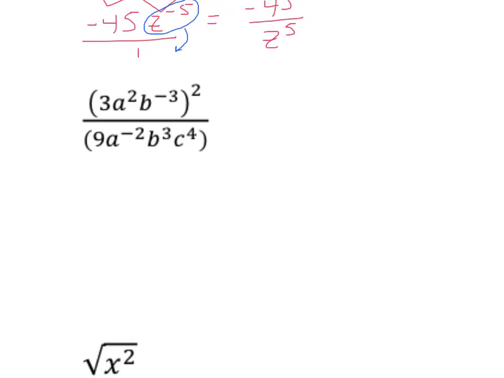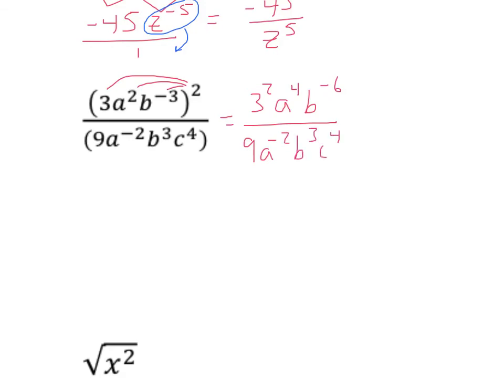So the next one, again we have a power, a monomial raised to a power, so let's take care of that. 3 squared, a to the 4th, because we're multiplying 2 times 2, and b to the -6th. On the bottom, it's as is. Alright, so now I can take 3 squared and get 9.